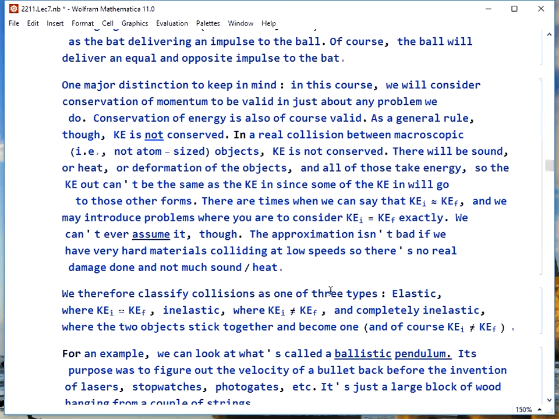One thing to keep in mind, we're always going to consider conservation of momentum to be valid in pretty much any problem we do, because as we mentioned, if you keep the window before and after the exchange of momentum small enough, you can consider it to be no change in momentum. Kinetic energy, however, is not conserved. In a real collision between macroscopic objects, and that means things big enough to see, kinetic energy won't be conserved because there will be sound or heat, or the objects will be deformed, and all those things.